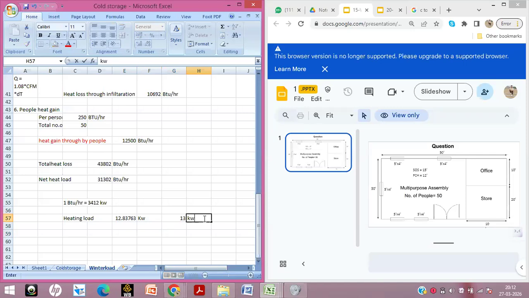Ultimately, in summer condition, what we designed was how many tons of refrigerant we want. But in winter condition, we need to calculate the heater capacity, how much heater load is required. So for this condition, 13 kilowatt load is required to maintain 22 degrees Celsius inside the building.